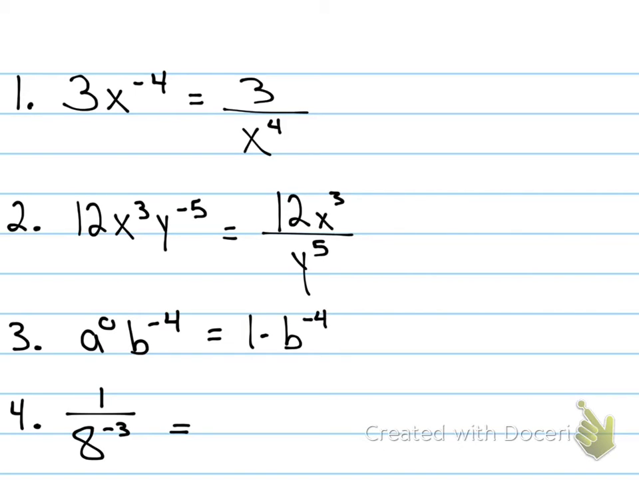So which part of this term needs to move? Which part of the term? B to the negative 4th moves to the denominator, and now I've written my answer using a positive exponent.